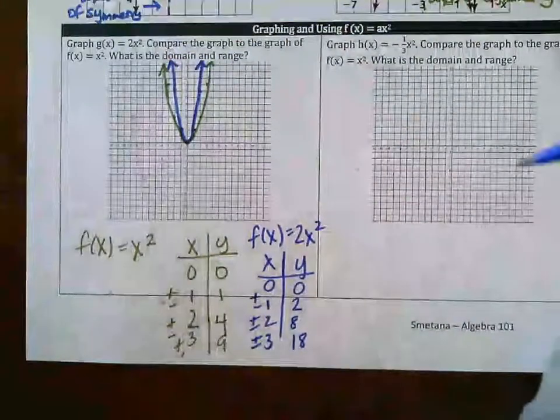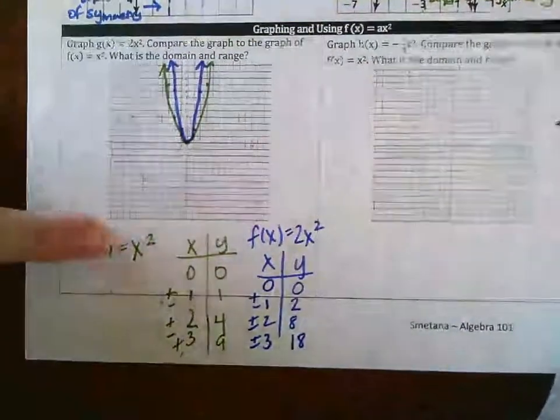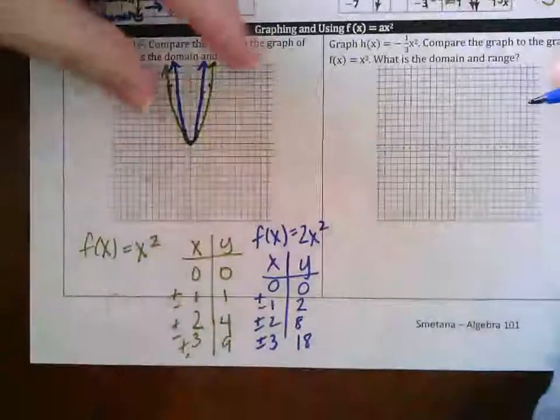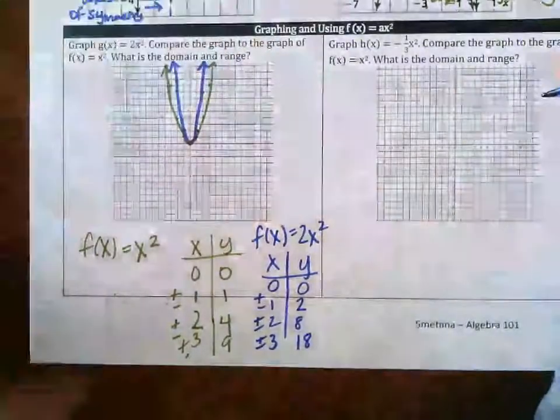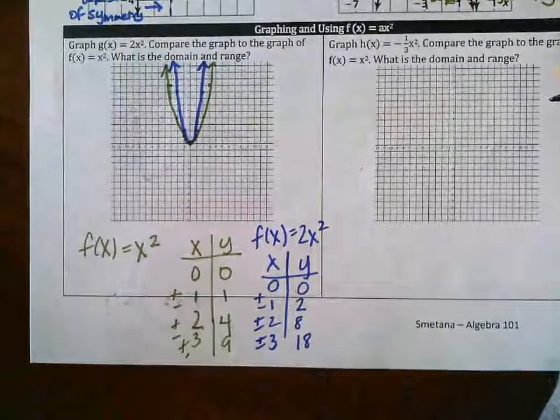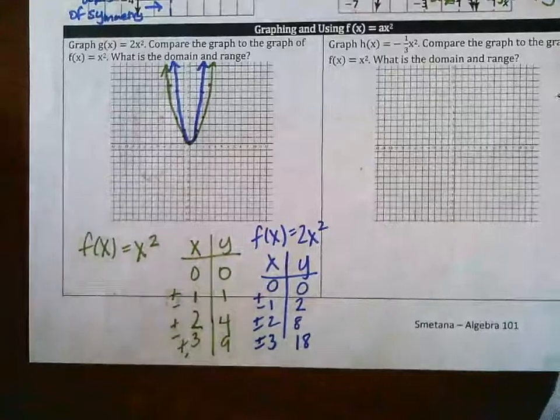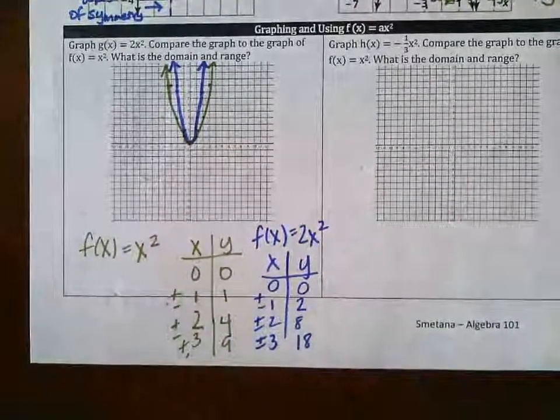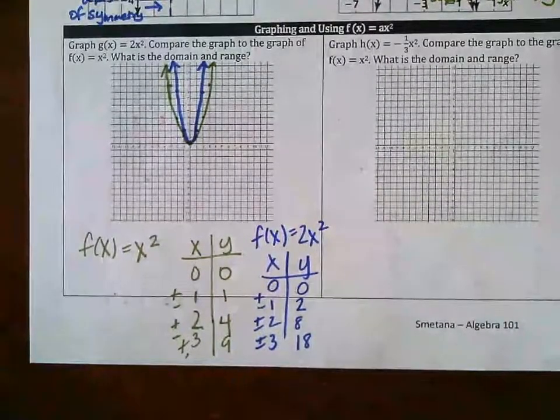And there's my graph. So you can see the difference between the two of them. One got skinnier and it rises faster. Why? Because it simply is multiplied by 2. So it increases faster. It decreases faster. And that's what happens to the graph.